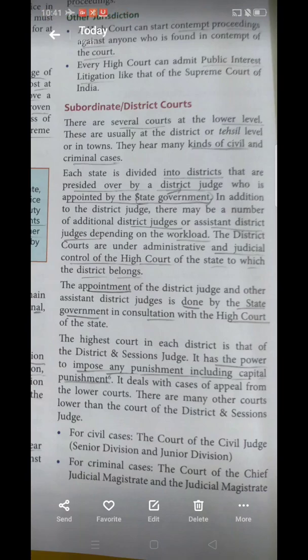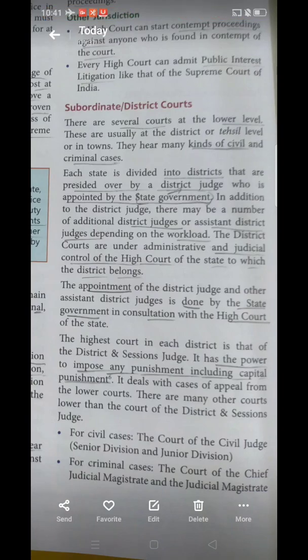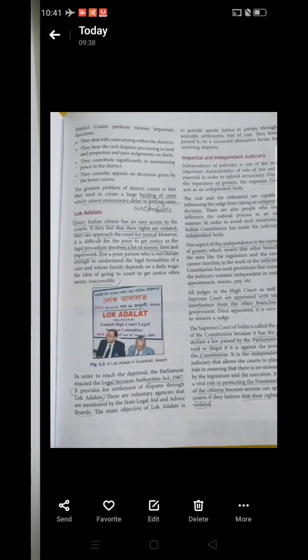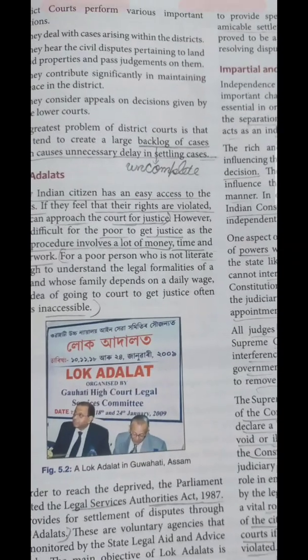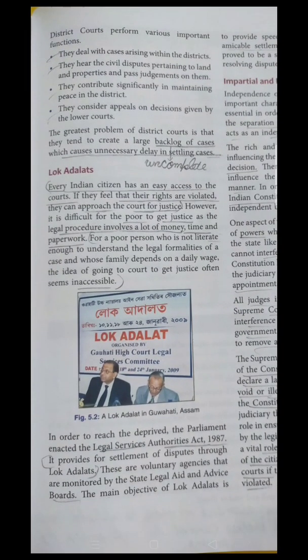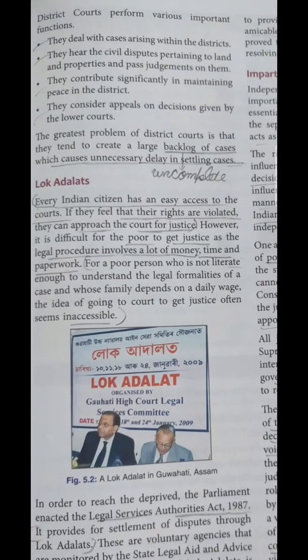Okay, so what is included here? It has a power to impose any punishment, including capital punishment. It deals with the cases of appeal from the lower courts. There are many other courts lower than the court of district and session judge. For civil cases, that includes the civil judge, senior division and junior division. The second one is related with criminal cases, which go to the chief judicial magistrate and the judicial magistrate. The list of functions performed by the district courts is given here.